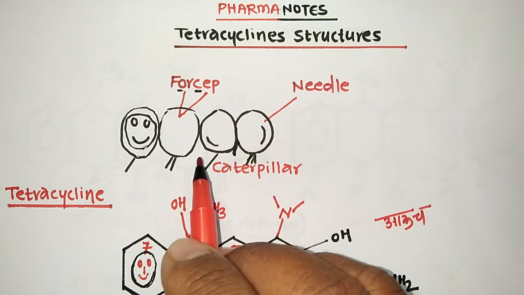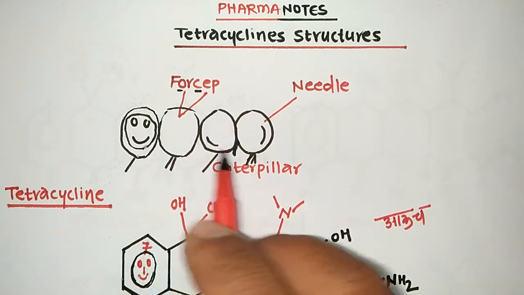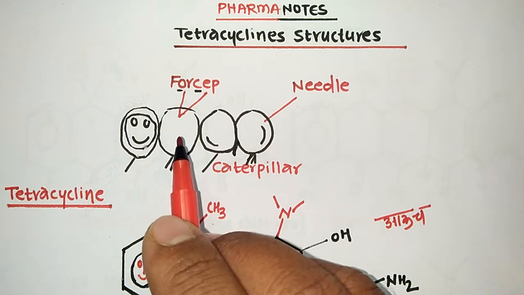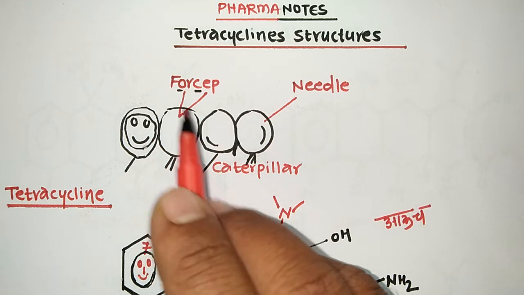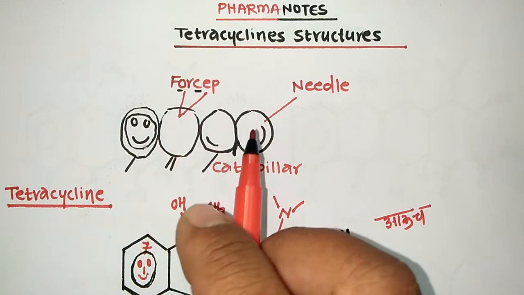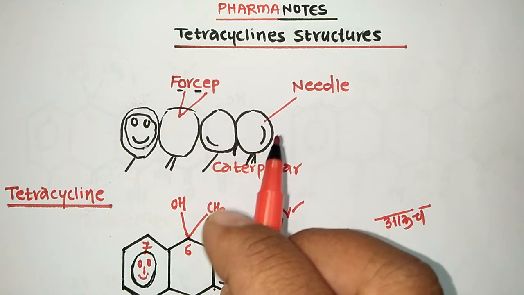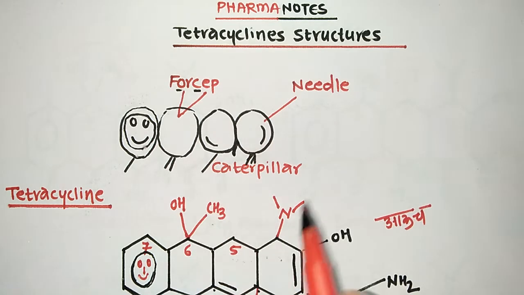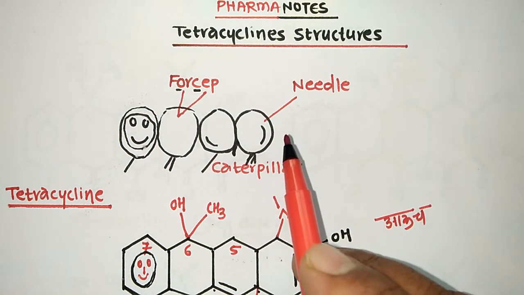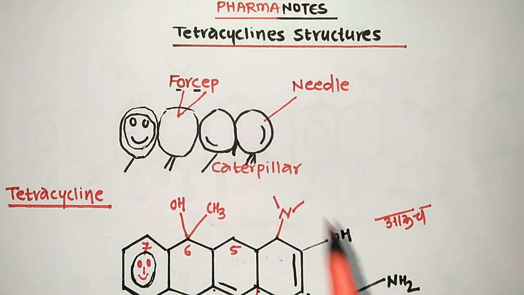So look at this caricature of a caterpillar, which contains four rings, and just consider that we are going to hold the caterpillar at the second ring with the help of forceps, and in the last ring we are piercing a needle into the caterpillar so that it will feel painful, and it will make a sound of ouch, ouch. So at the end we are drawing the OH structure here in the last ring, ouch.